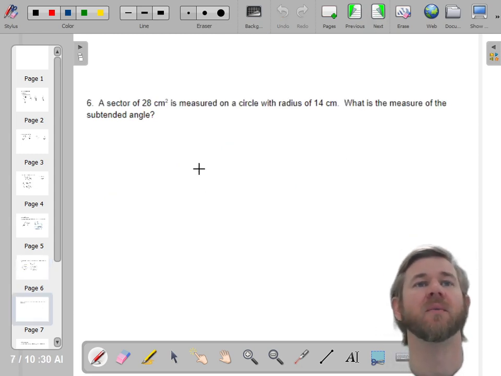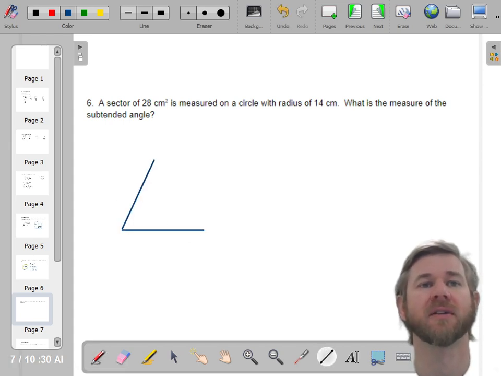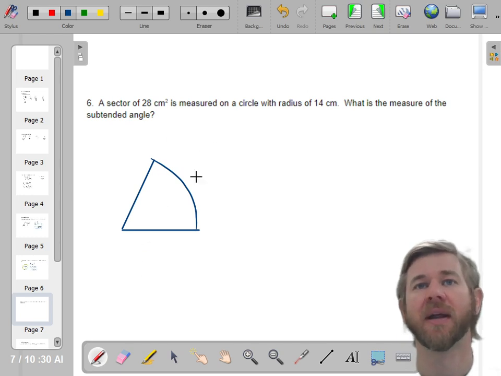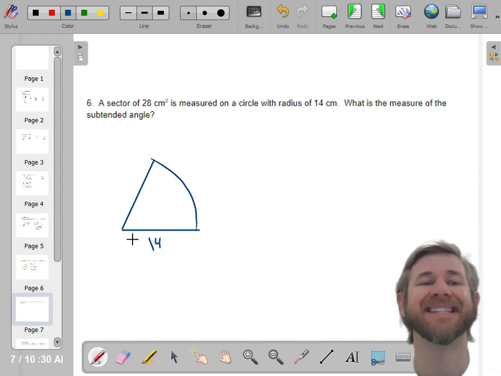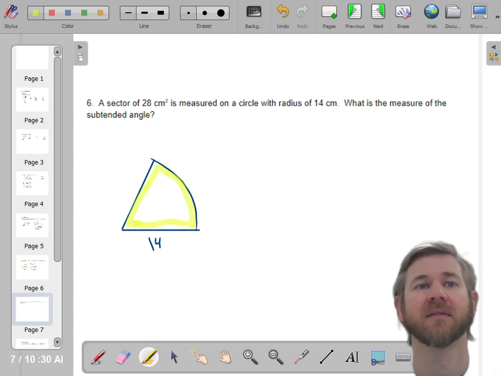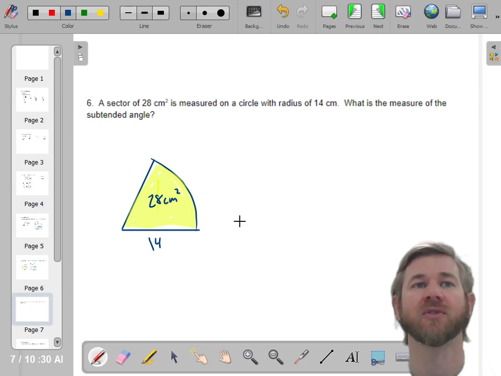Let's do another one. We have a sector on a circle, so I'll draw just a sector. Again, it doesn't need to be to scale or anything. It's just to help you draw it. Radius is 14. The sector, so the area is what we do know. This area is 28 centimeters squared. And we're trying to find the angle. So we're trying to find theta.